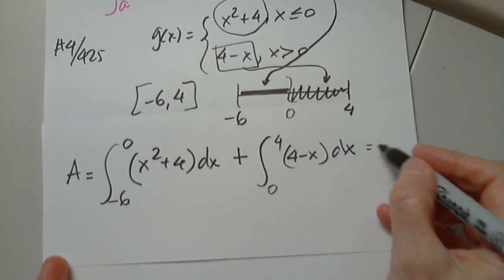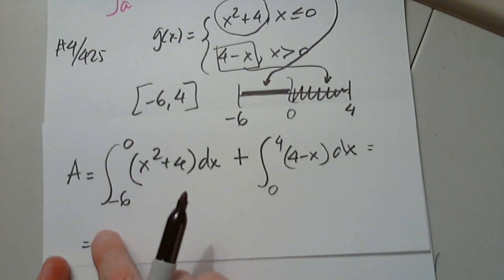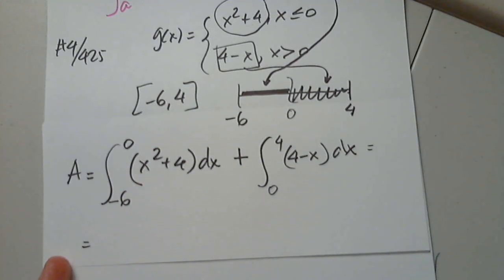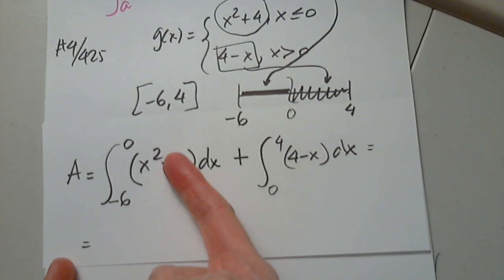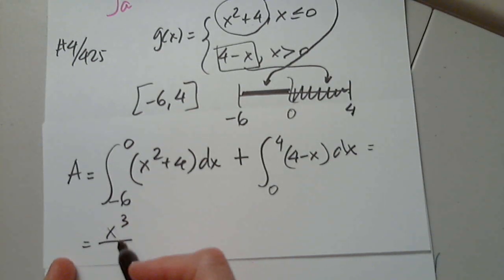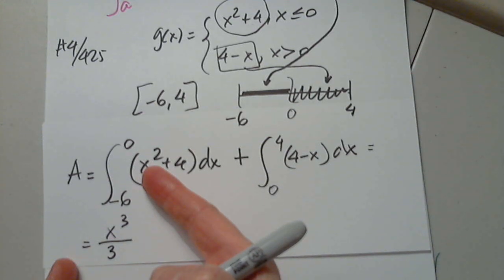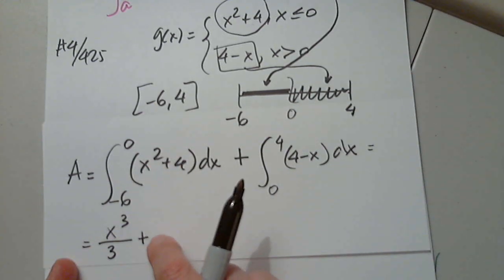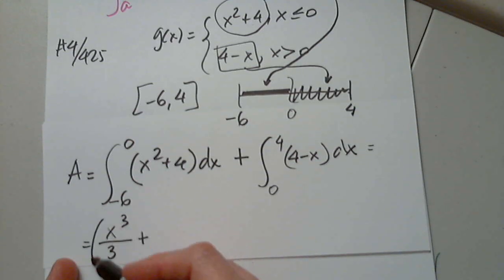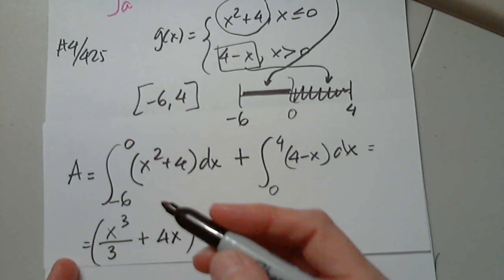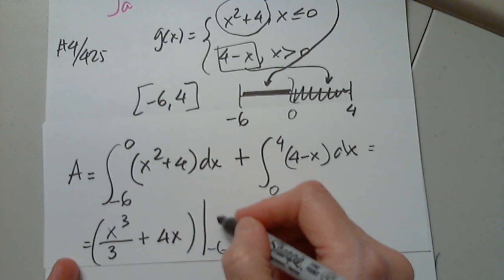So then, can anyone tell us which function's derivative is x squared? Which function do we differentiate to get x squared? X cubed over 3. We always increase the power by 1, and we divide by the same number, because when you differentiate this, you will get that guaranteed. Plus, which function's derivative is 4? 4x. Very good. And this is from negative 6 to 0.